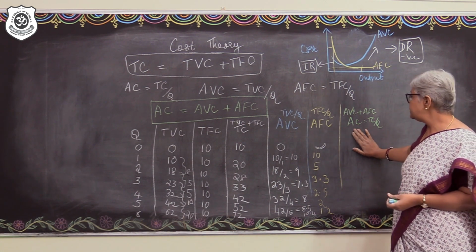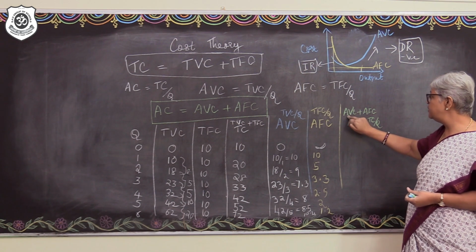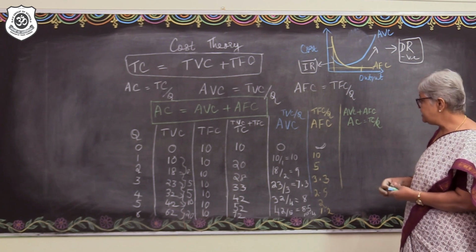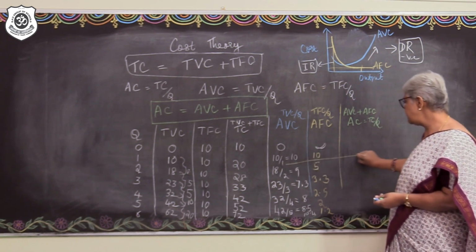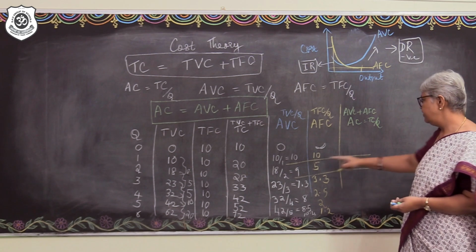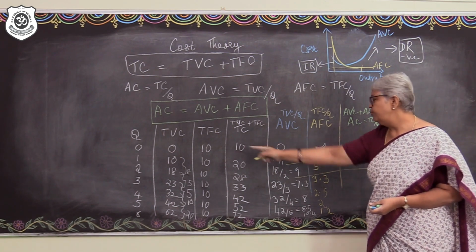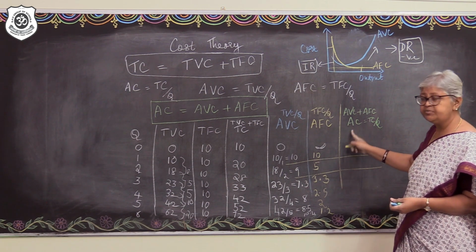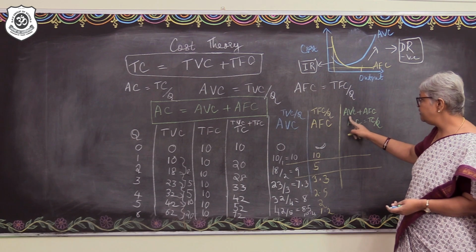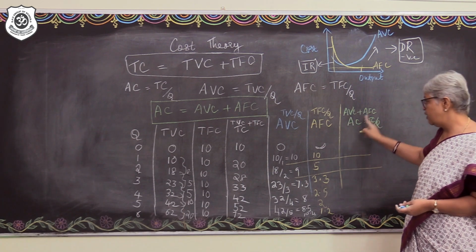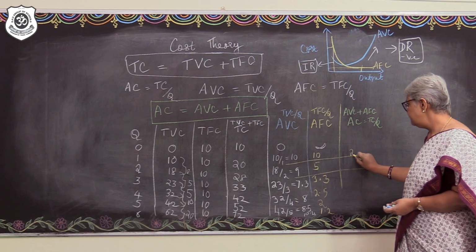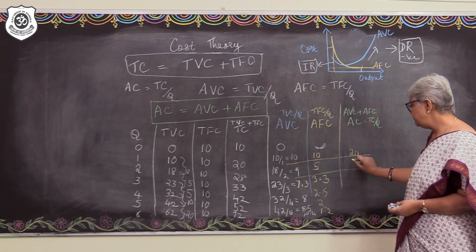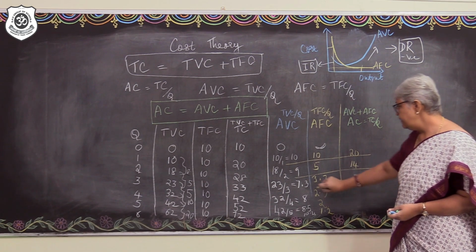Average cost is going to be the summation of the average variable cost and the average fixed cost. Fine. So we have the details here, so we can just sum it up. When the level of output is 1, the average cost, or the per unit cost of production, is going to be the per unit variable cost plus the per unit fixed cost. So that's going to be 10 plus 10, that is 20, and then at the next level it is going to be 9 plus 5, so that's going to be 14, right?